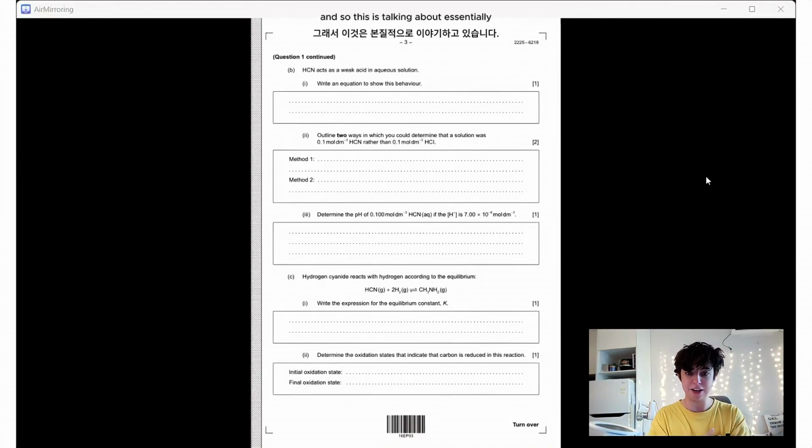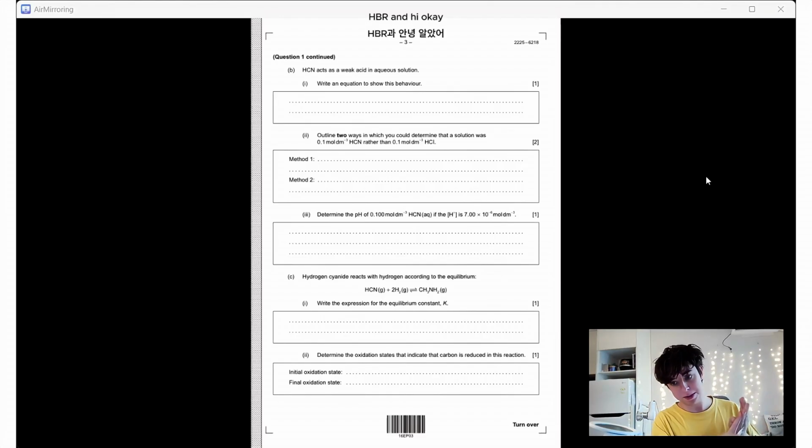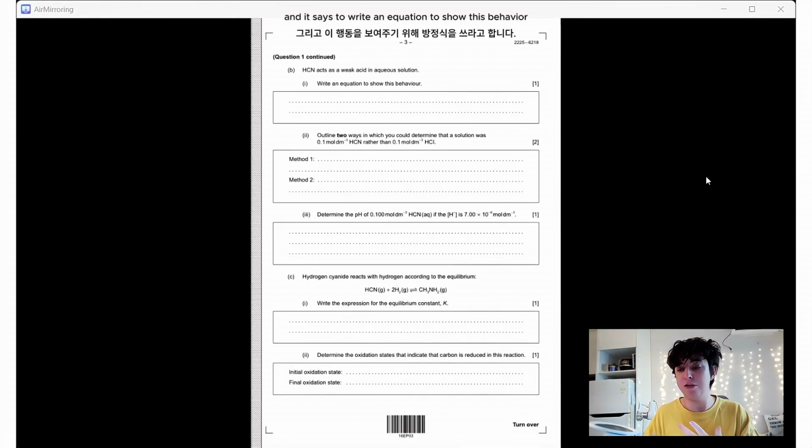And so this is talking about, essentially now we're going into weak acids and strong acids. This part B starts off with some background info: HCN acts as a weak acid in aqueous solution. This makes sense because anything that is not our big 5 strong acids is going to be a weak acid. Our big 5 are nitric acid, sulfuric acid, HCl, HBr, and HI. Anything else is weak, so HCN is going to be weak. It says to write an equation to show this behavior.